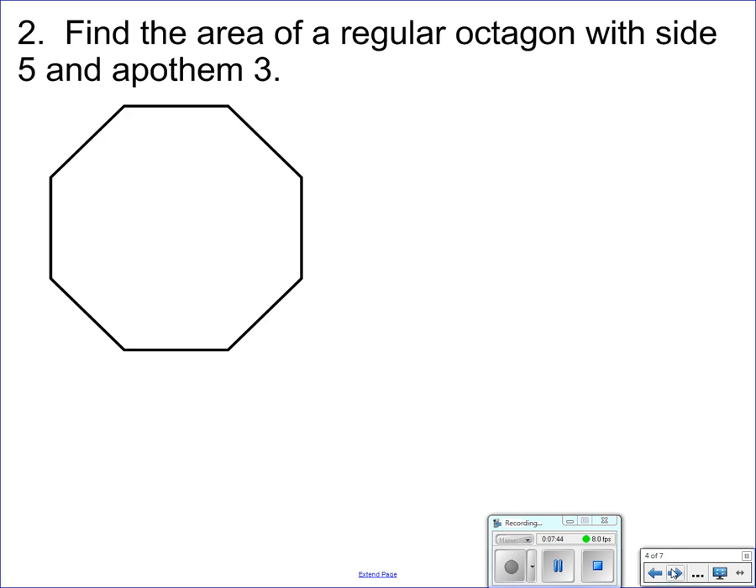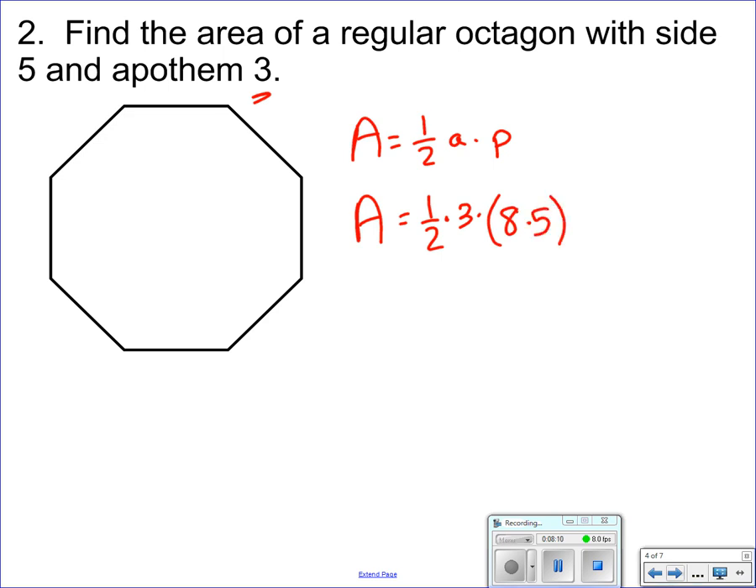Find the area of a regular octagon with side length of 5 and apothem 3. Okay, that's not as bad as the one we just did. So area is 1/2 the apothem times the perimeter. 1/2, and they give us the apothem. The perimeter, well, that's going to be 8 times my side length of 5. So therefore, our total area is going to be 60. Again, I didn't give us units. You don't have to put units squared.